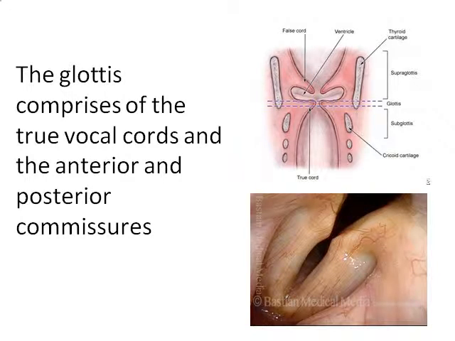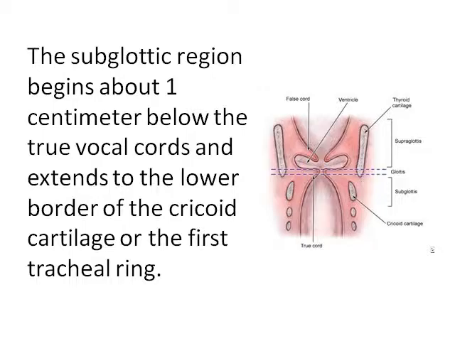The glottis comprises the true vocal cords and the anterior and posterior commissures. The subglottic region begins 1 centimeter below the true vocal cords and extends to the lower border of the cricoid cartilage or the first tracheal ring. Therefore, the divisions of the larynx are the supraglottis, the glottis, and the subglottic regions.